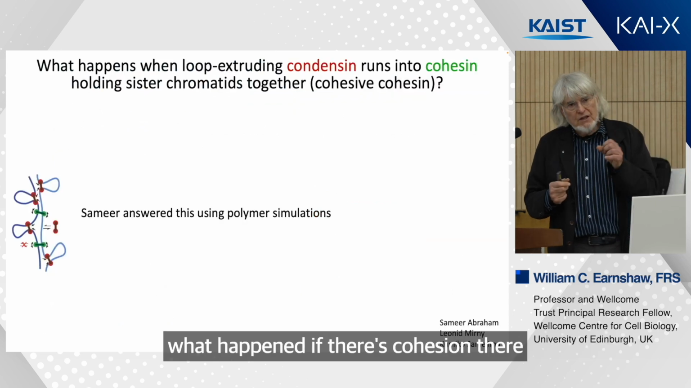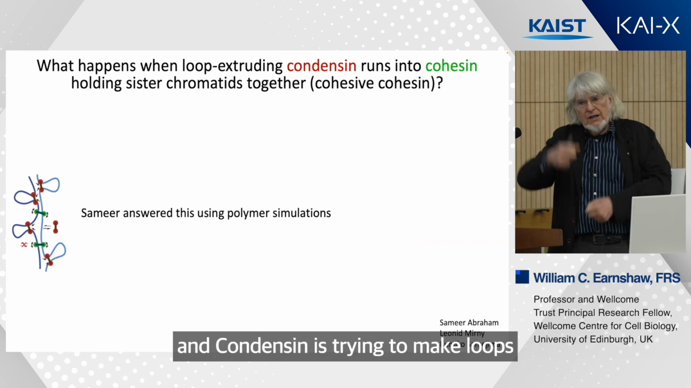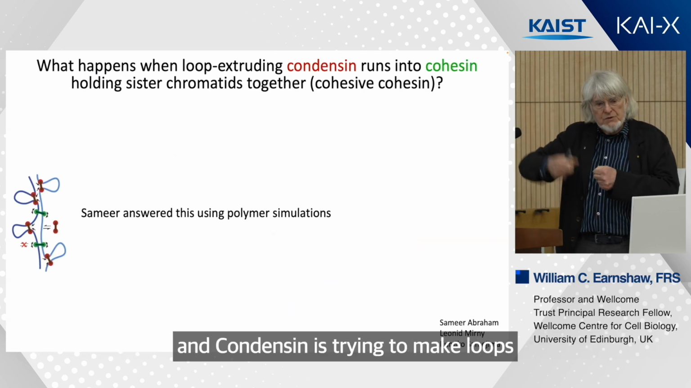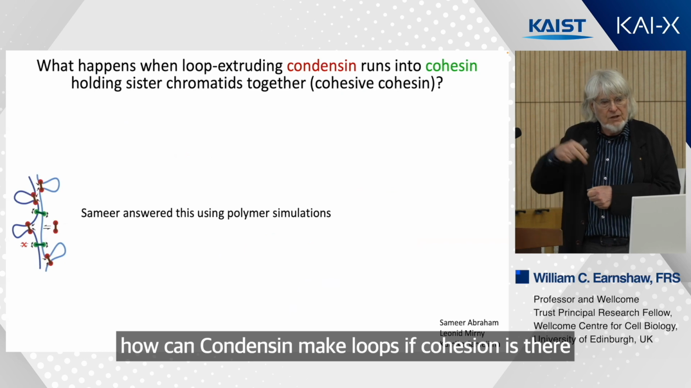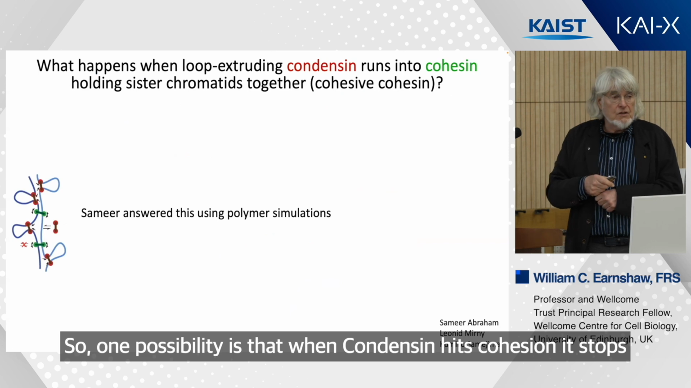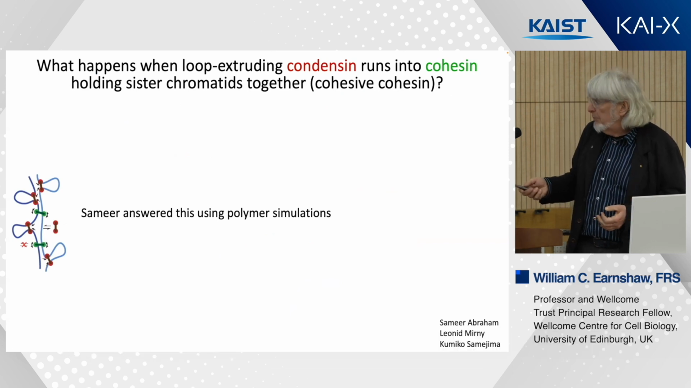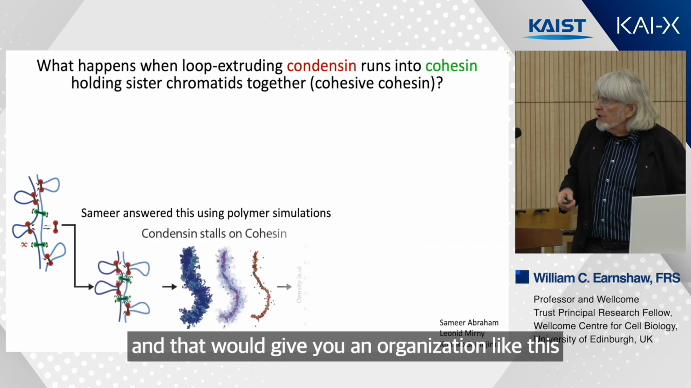If there's cohesin there, and the cohesin is holding the two replicated DNA molecules together, and condensin is trying to make loops, how can condensin make loops if cohesin is there? So one possibility is that when condensin hits cohesin, it stops. I mean, that would make sense, right? And that would give you an organization like this.